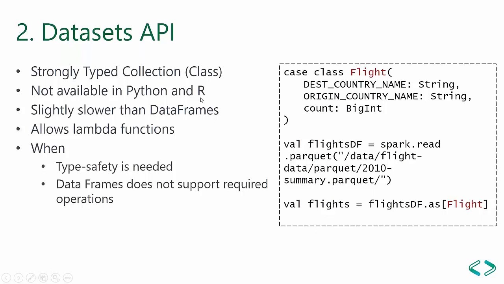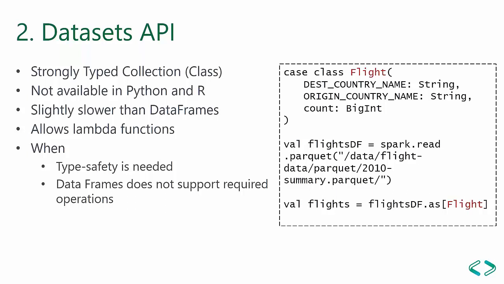Remember, Dataset API is not available in Python and R. There's a reason for that. Python and R are dynamically typed, which means that they do not have types for objects. So when there's no type, you cannot create a strongly typed collection.